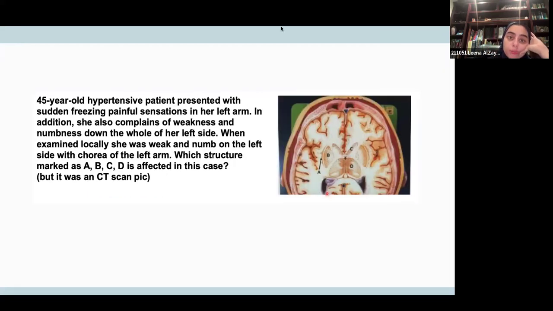Any answer for this? Okay, so here it's the thalamus. When you see a bunch of random things together, like weakness, numbness, difficulty walking, pain sensation, you would think of the thalamus.